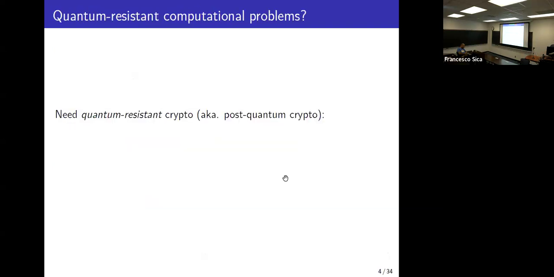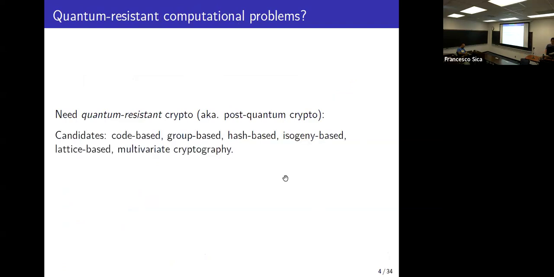But again, to prepare for this, we need quantum resistant crypto, right? This is usually called post-quantum crypto. There are lots of candidates in terms of mathematical assumptions. Dr. Petruccetti talked about code-based crypto, and there are also group-based, hash-based, and so on. I'm going to focus on lattice-based, but there are also multivariate-based. So there are several categories of mathematical assumptions that you can use.